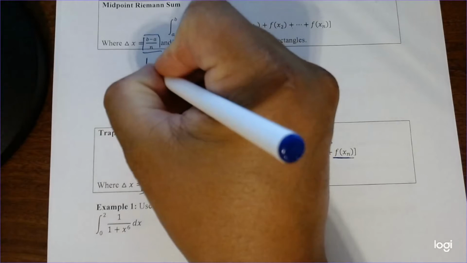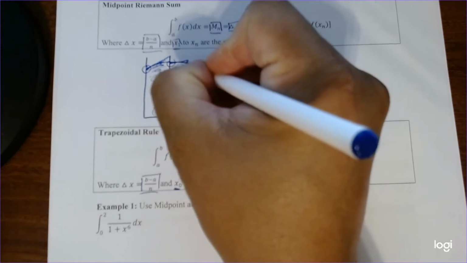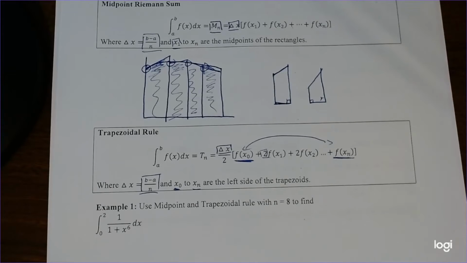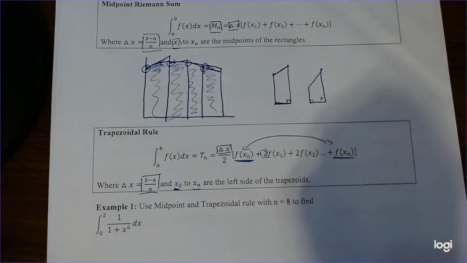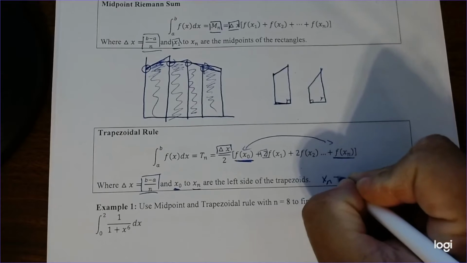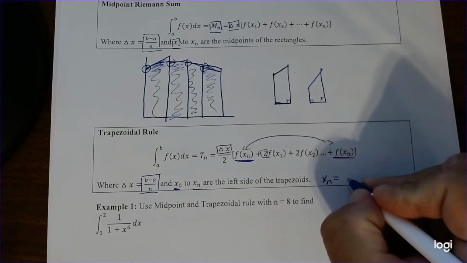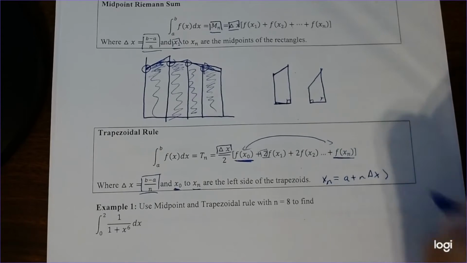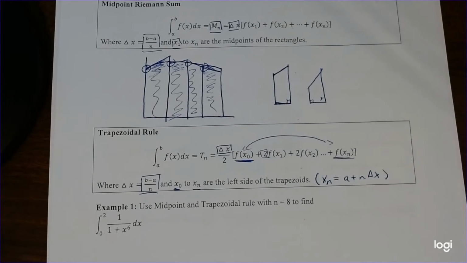So the left side, meaning these ones right here, the left side of the trapezoids. Now, if you're wondering, holy moly, how do I figure those out? It's actually not that bad. Each trapezoid's left side is equal to a plus n times delta x, to make it easier to find those left sides.